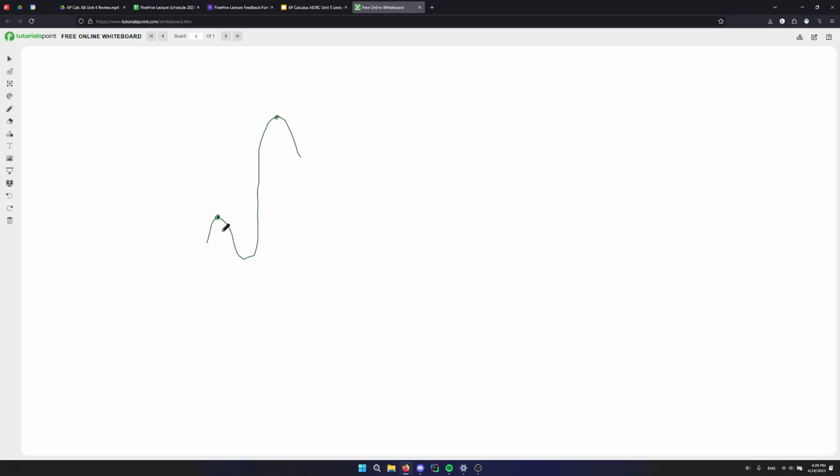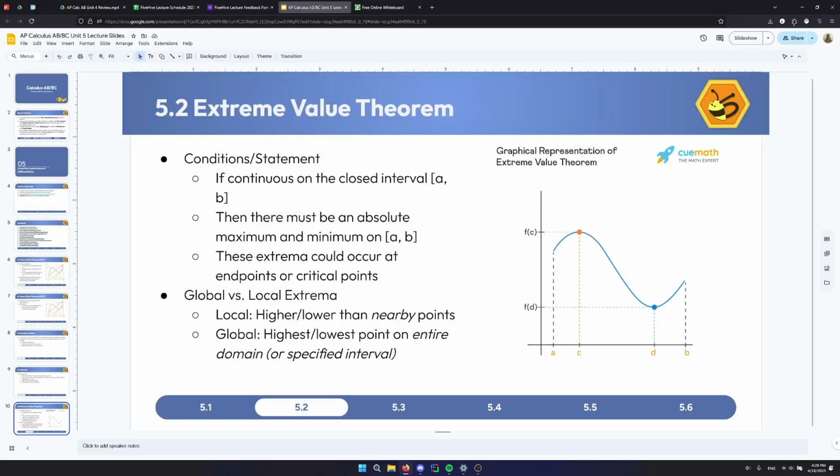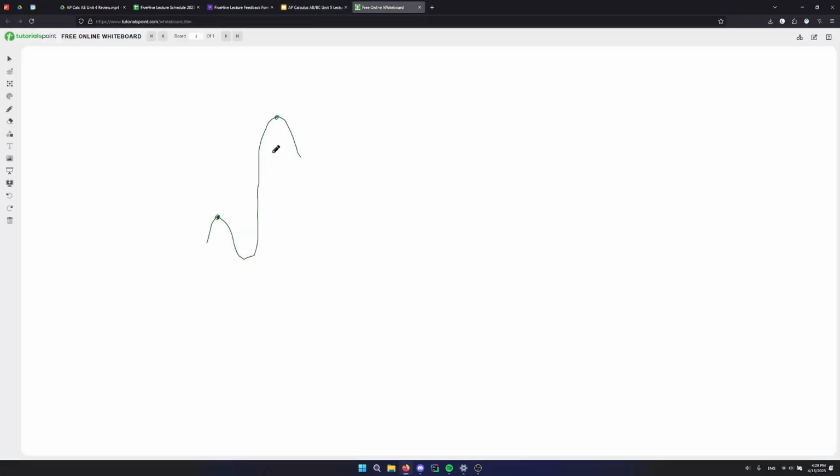And yes, endpoints in this theorem, the extreme value theorem, are indeed included. So yes, endpoints or critical points. Here I was just trying to highlight the distinction between local extrema and absolute extrema. And yes, to answer your question, there can be multiple relative extrema.